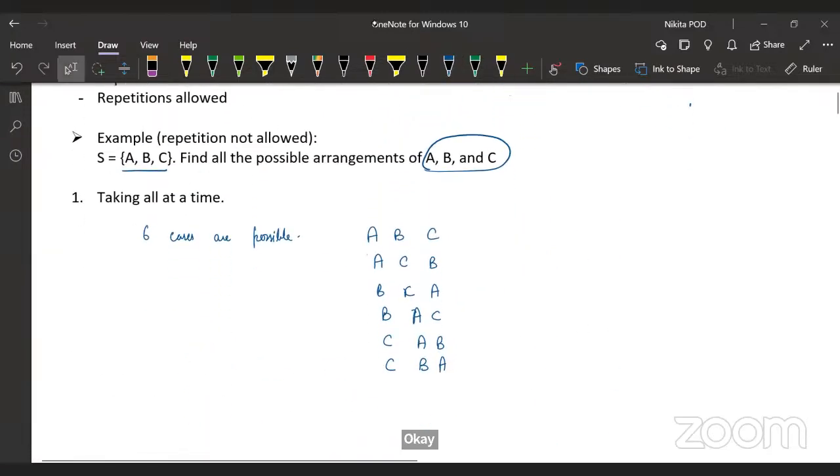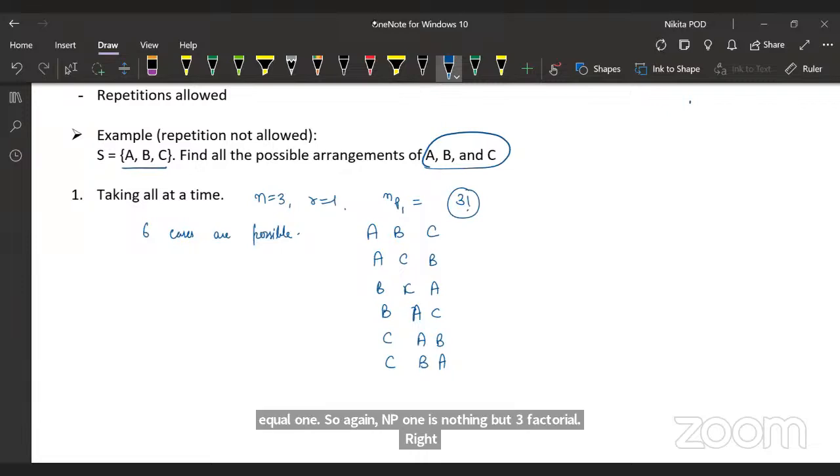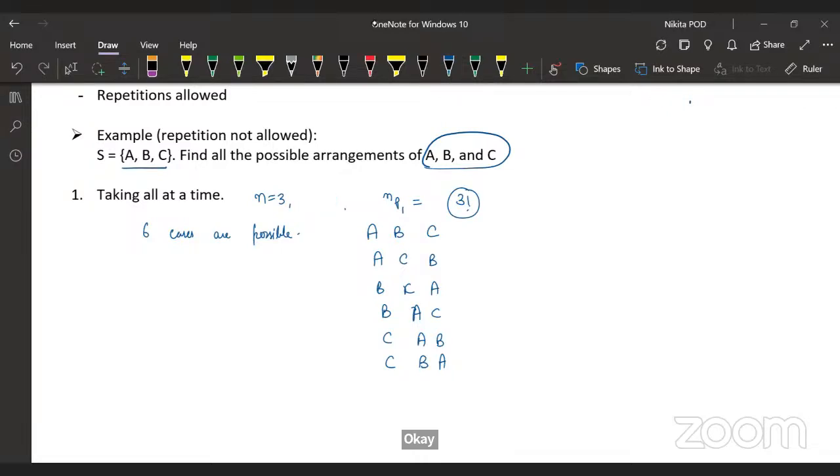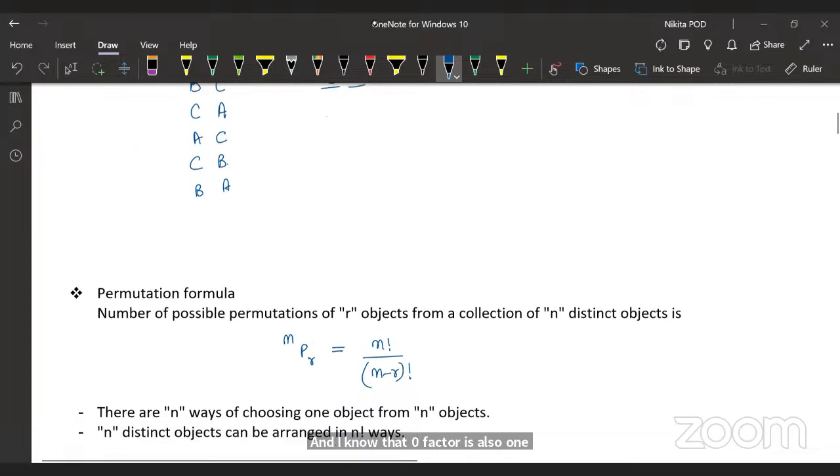And if you look at the first example, we had n equal to 3 and r equal to 3. Sorry, r is 3. So 3P3 is 3 factorial divided by 0 factorial, which is 6. And you know that 0 factorial is 1.